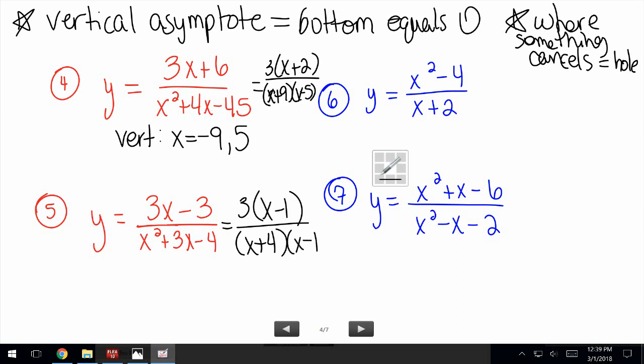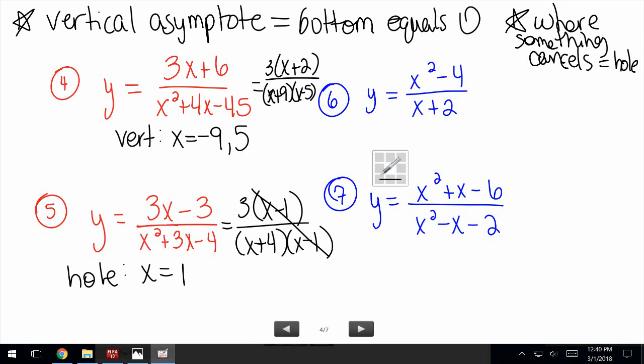Very good. Alright, does something cancel on this one? Yes. Alright, so if I were to set x minus 1 equal to 0, where would my hole be at? X equals 1. So you have a hole at x equals 1. That's the piece that canceled. If you set x minus 1 equal to 0, you just add the 1 over, and you get 1.